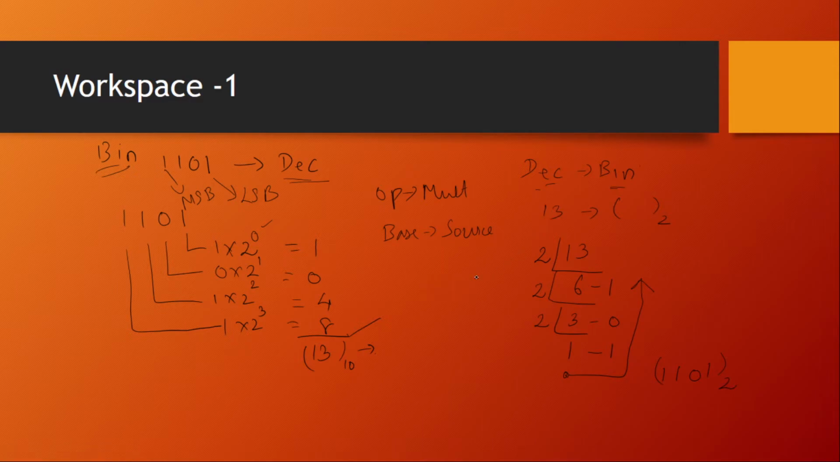So just a revision here. If you want to convert a decimal number to a binary number, the operation we follow here is division, or the LCM method, which we commonly call it. And the base we used here to do this operation is the destination number's base. So that's the idea here.